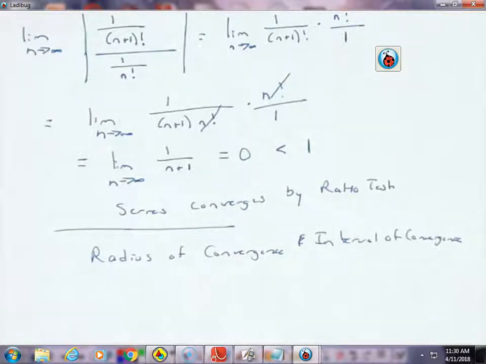So we found a series that approximates something, maybe it approximates sine x or e to the x or something like that, and we'd like to know where this is valid. What is the interval of convergence? What could I use this for and be accurate?